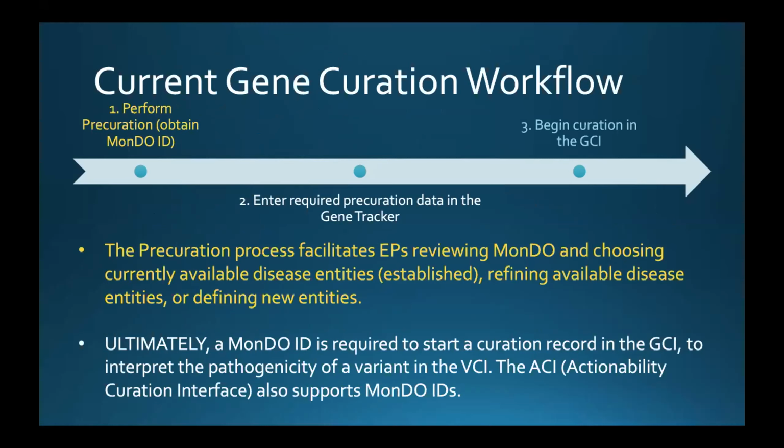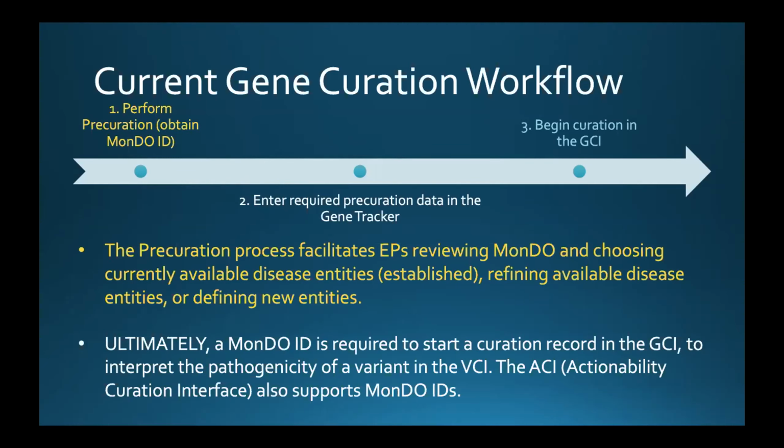So those are ones that would be already established within Mondo. You also have the ability to refine available disease entities, and we'll go through an example of that, in which case you may agree with the particular entity and its definition, or you may want to update the nomenclature and/or definition so that whatever is published on our website is similar to what the expert panel would like. And also the last one is defining new entities.